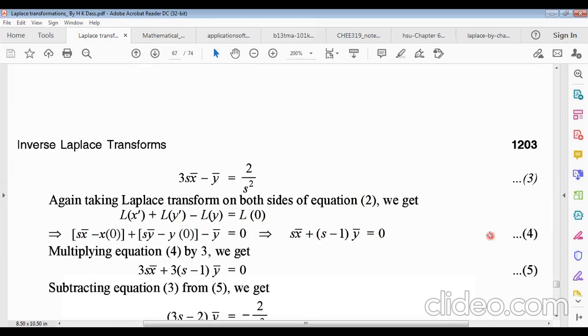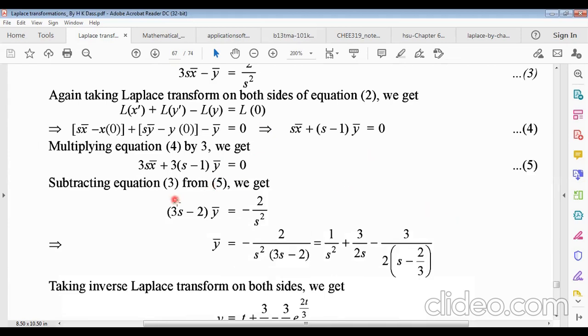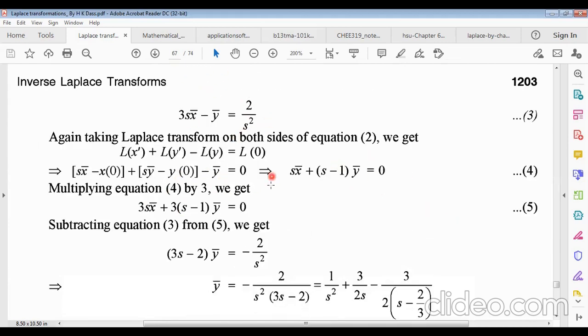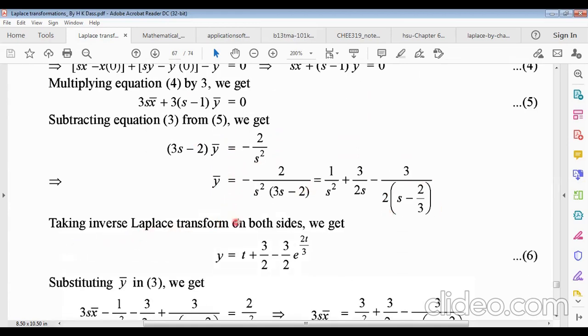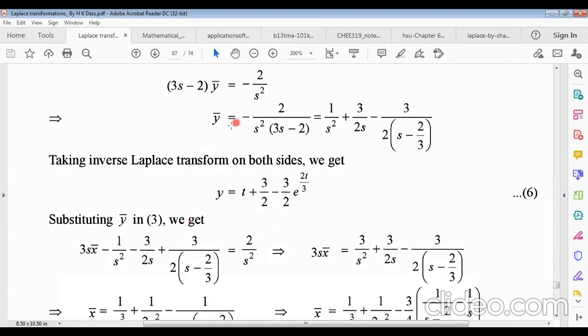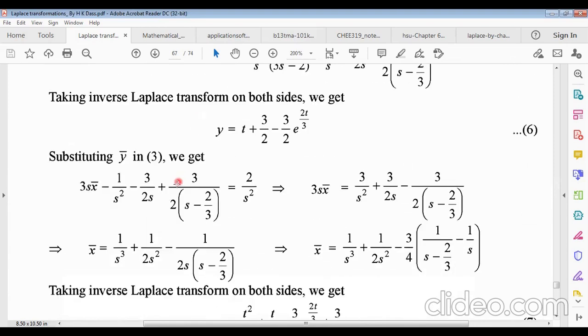So from equations 3 and 4, multiplying equation 4 by 3, we get equation number 5. Now subtracting 3 from 5, we get y bar equals this. Now taking the inverse Laplace transformation of y bar, we get the original y(t), and this is one result. Now substituting this y bar value in equation 3, we get the x bar values.